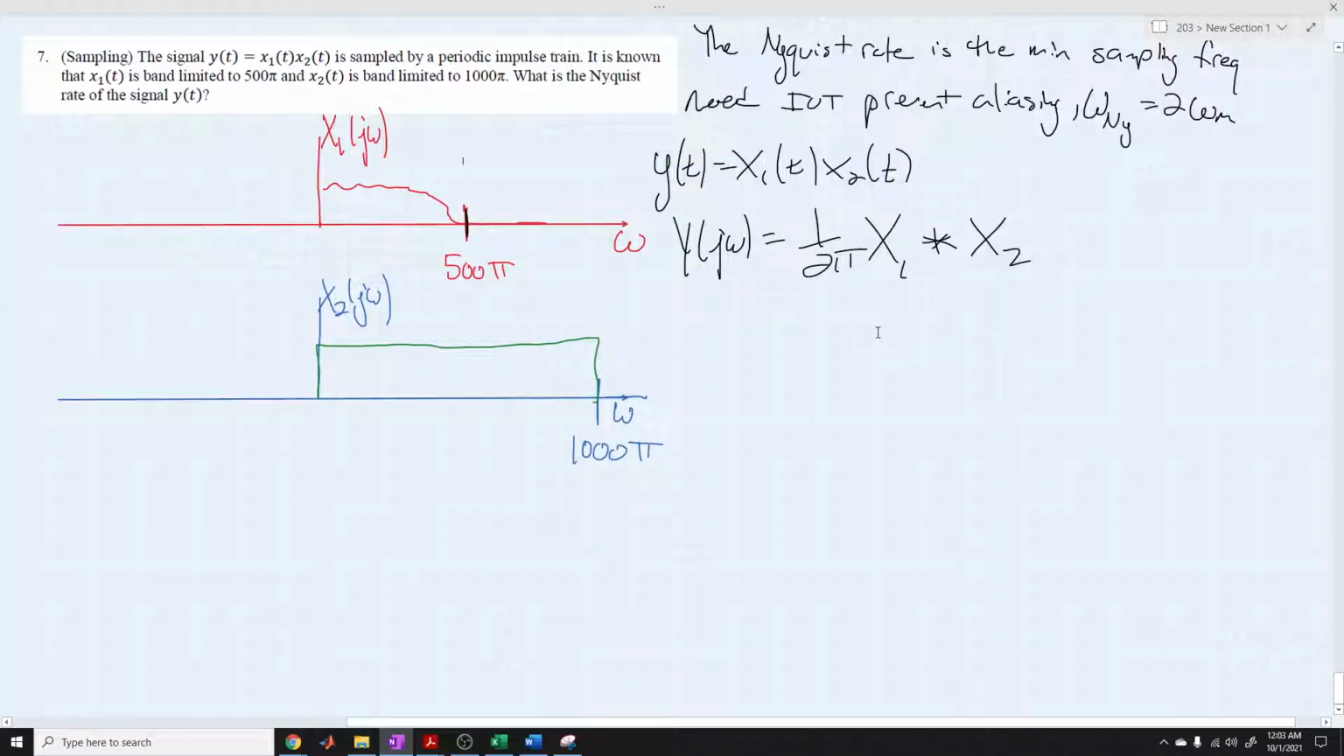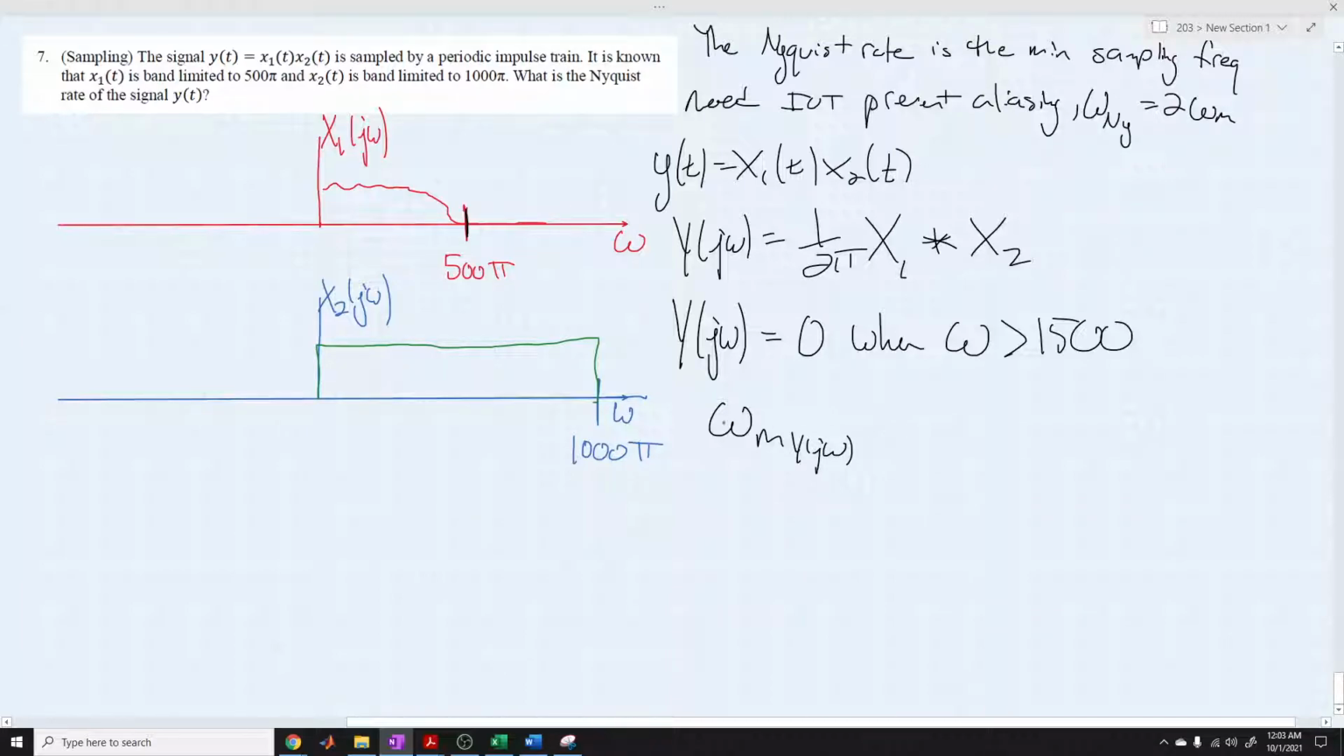So let's get that off the screen. That tells us that Y of j omega is equal to 0 when omega is greater than 1500, right? And what this means is that omega m of Y of j omega, the maximum frequency content of Y of j omega, is equal to 1500, and this should have been a pi. Excuse me, that should have been a pi right there.